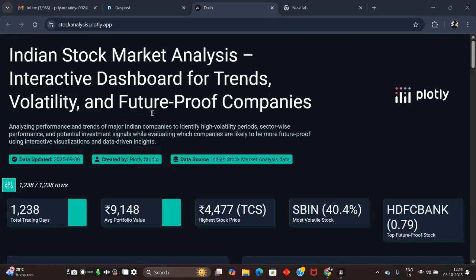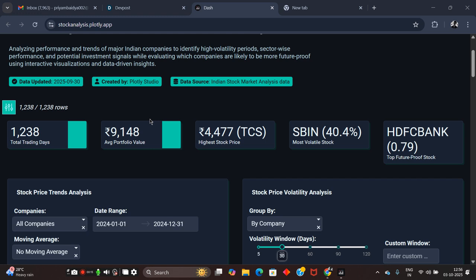Market analysis dashboard built using Plotly. The aim is to help investors and analysts identify stock market trends, sector performance, and future-proof companies in India's current financial landscape. So as we move forward and downwards, we can see the left filter button here.